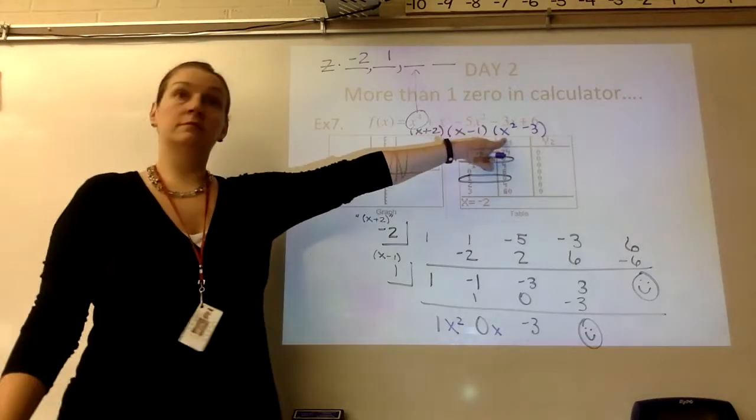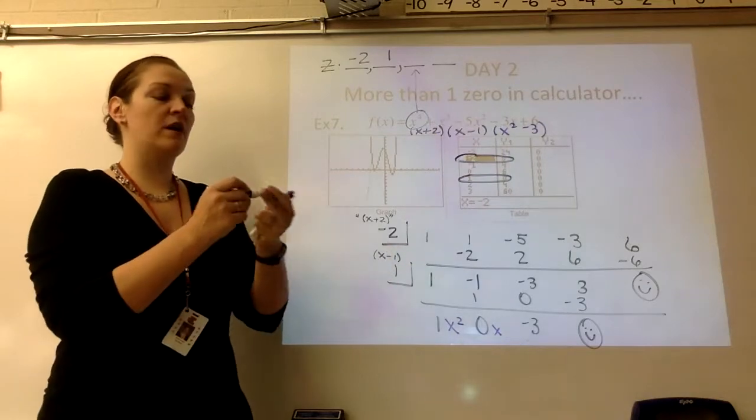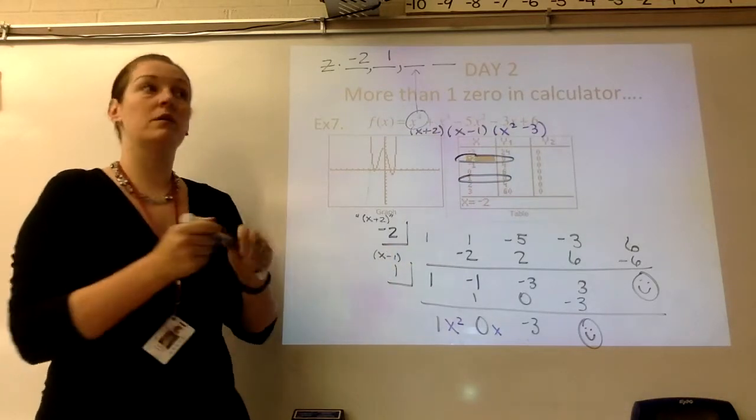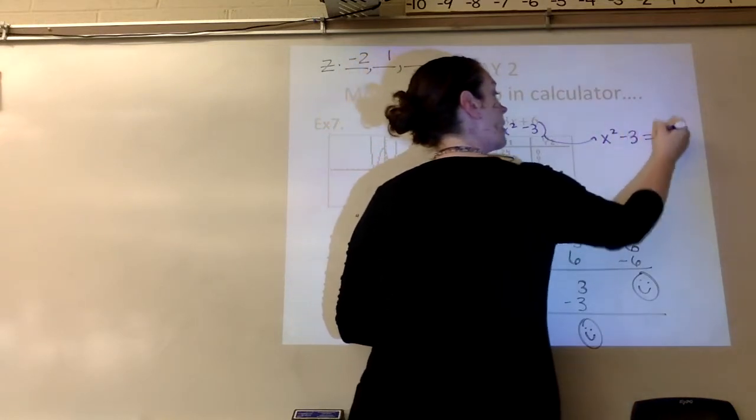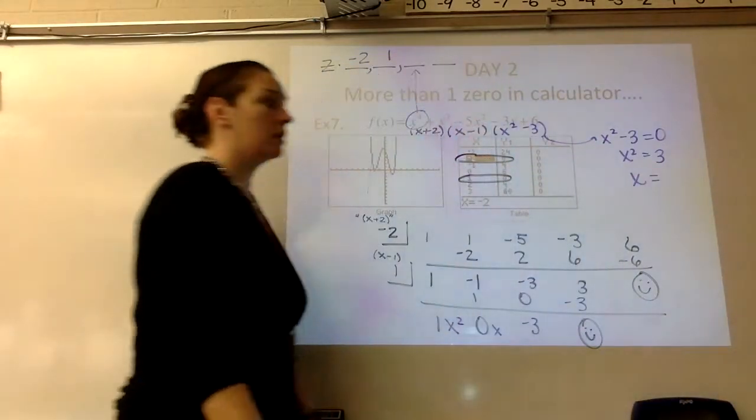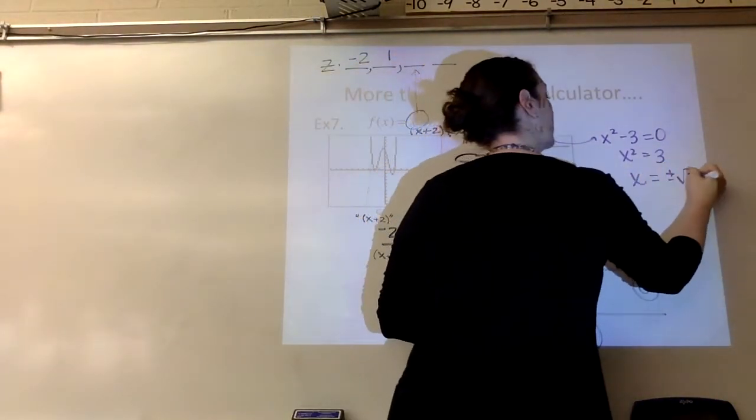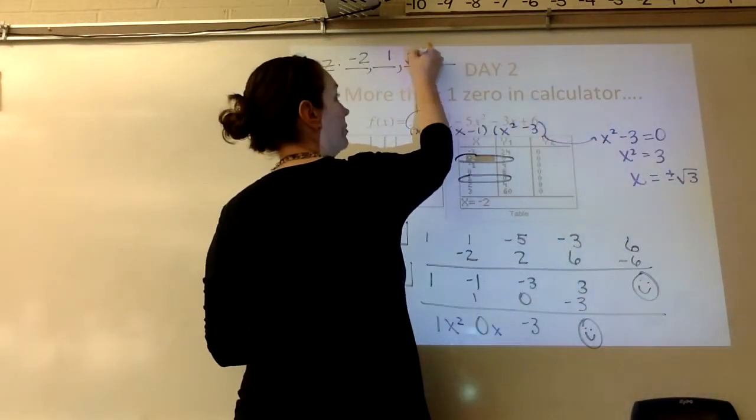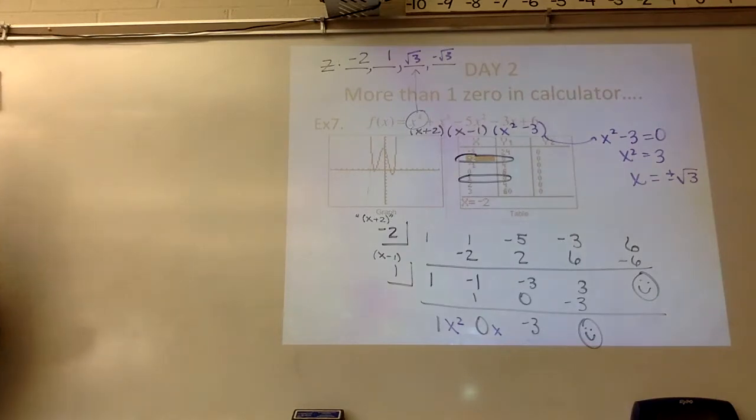From the purple. This is a quadratic. What are the solutions of this quadratic? X squared minus 3 set equal to 0. X equal to? It's also minus root 3. So that's where this comes from, the root 3 and the negative root 3. And there are my 4 real exact solutions.